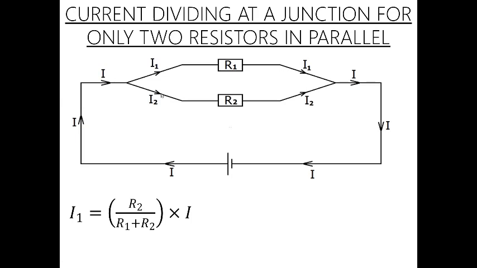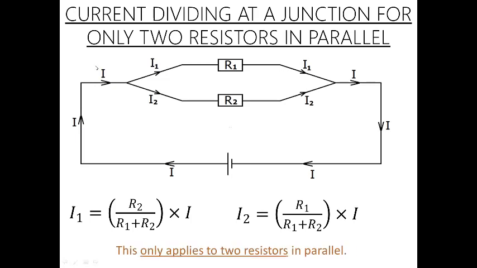To get I1, the current that flows through R1, you get R2 over the sum of the two times the current that came. Similarly, if you want to get I2, the current that flows through the second resistor, you will get R1 on top over the sum of the two resistors times the current that came.